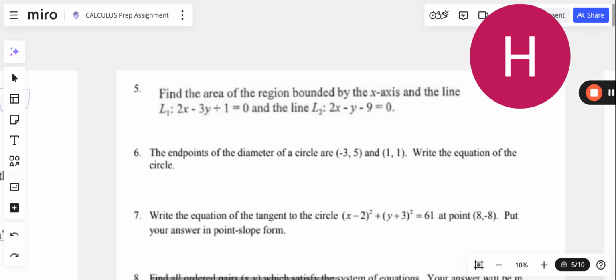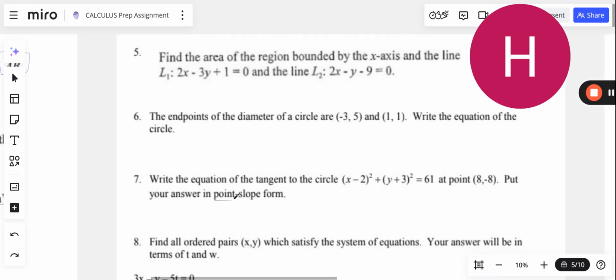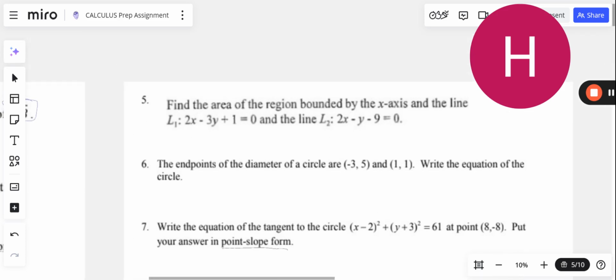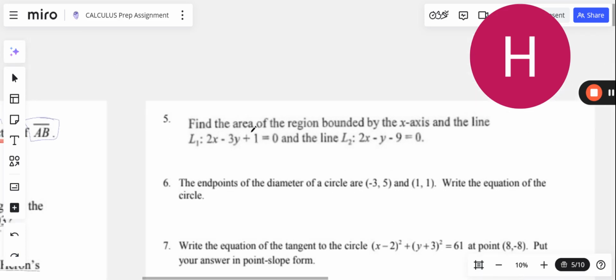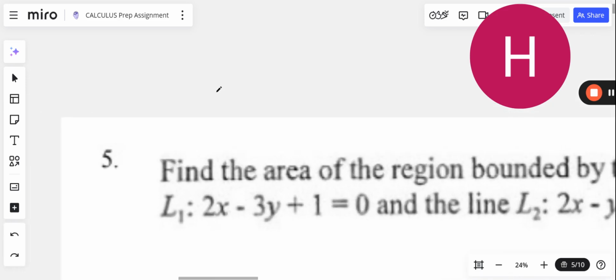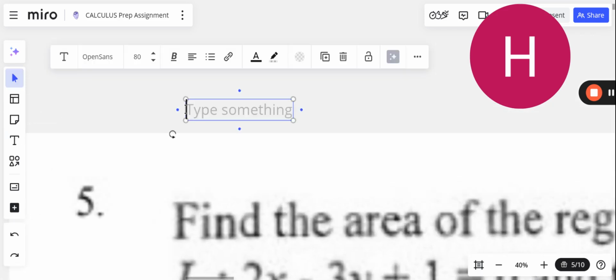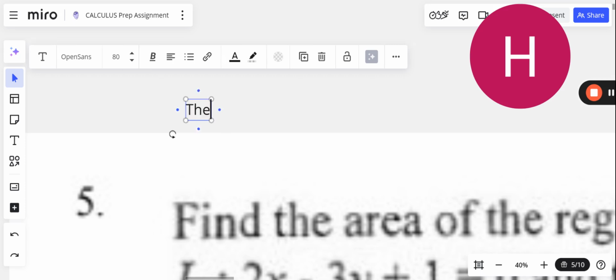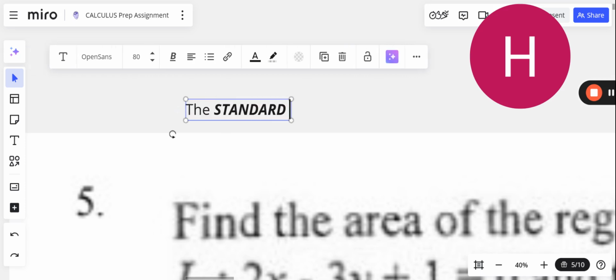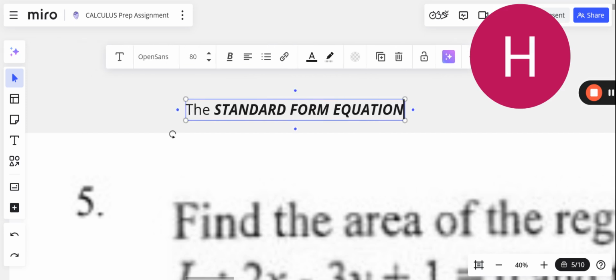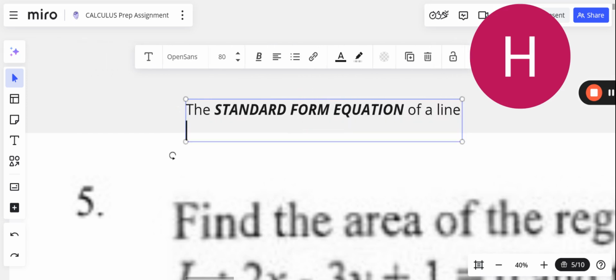And then later we're also going to talk about the equation of a line in point slope form, along with a couple of things about circles. So we're going to remind you lightly about circles and how we can work with them. So first of all, let me mention something about the standard form of a line. The standard form equation of a line.